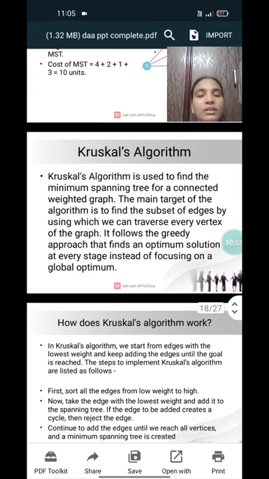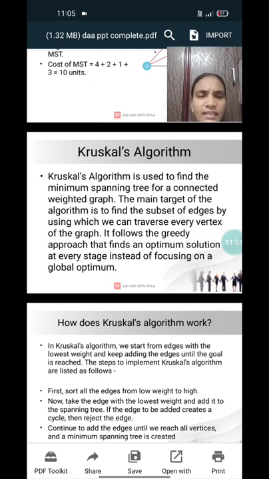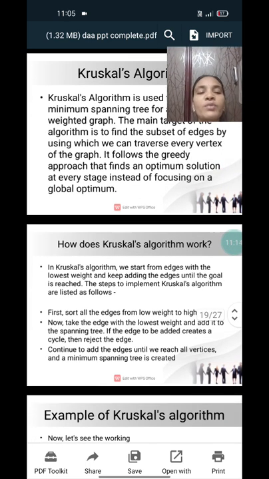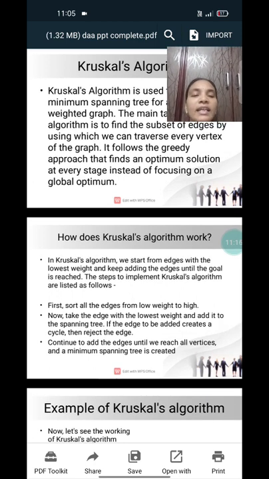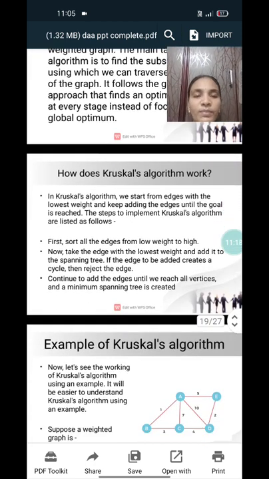Hope you have understood. Now the next one is Kruskal's algorithm. Kruskal's algorithm is used to find the minimum spanning tree for a connected weighted graph. The main target of the algorithm is to find the subset of edges by using which we can traverse every vertex of the graph. It follows the greedy approach that finds an optimum solution at every stage instead of focusing on the global optimum. How does Kruskal's algorithm work?